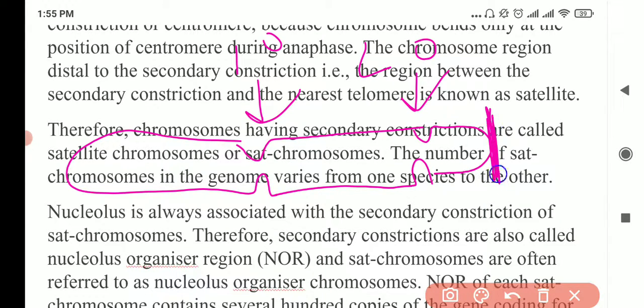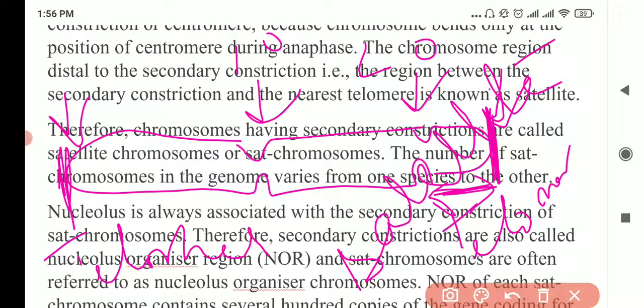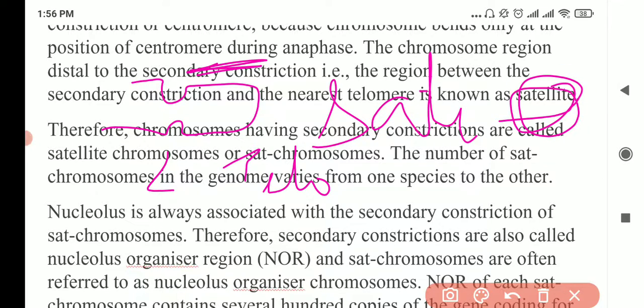Then the ends of the chromosome, this end and this end, like the tips of your fingers, this is your telomere. This one is also your telomere. So the tips of chromosomes are telomeres. The region between a telomere and a secondary constriction is known as your satellite. Oh yeah, this is the word, satellite.